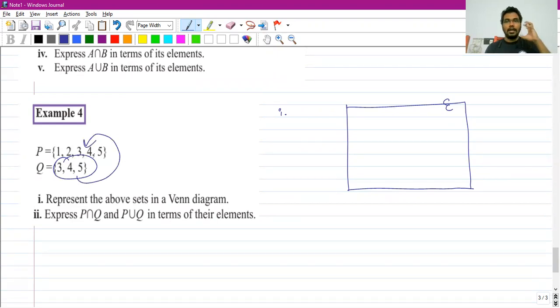So now you must remember a special name for this Q. That means Q is a subset of P. Q is a subset of P. Or else you can say Q is a set which is inside of P.